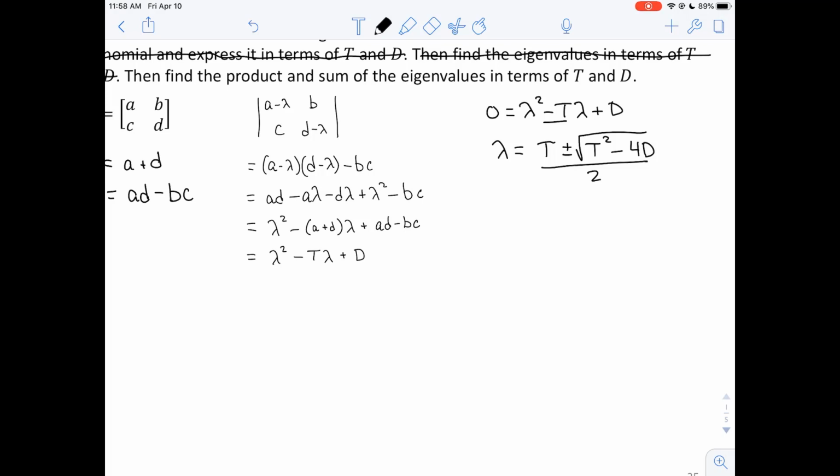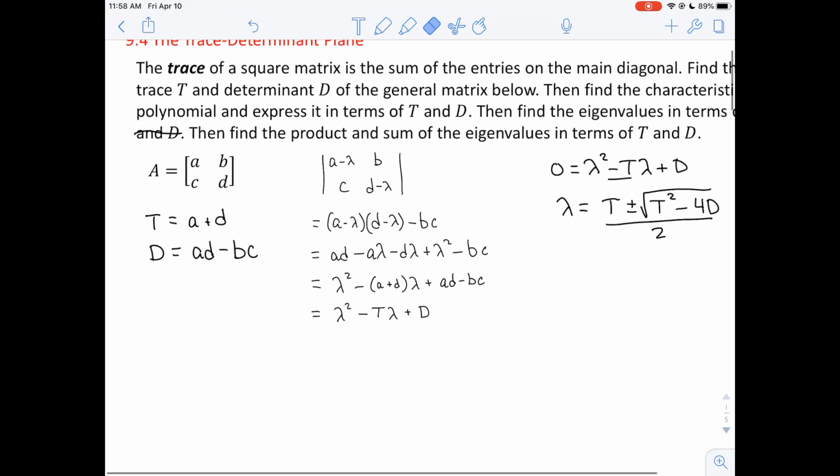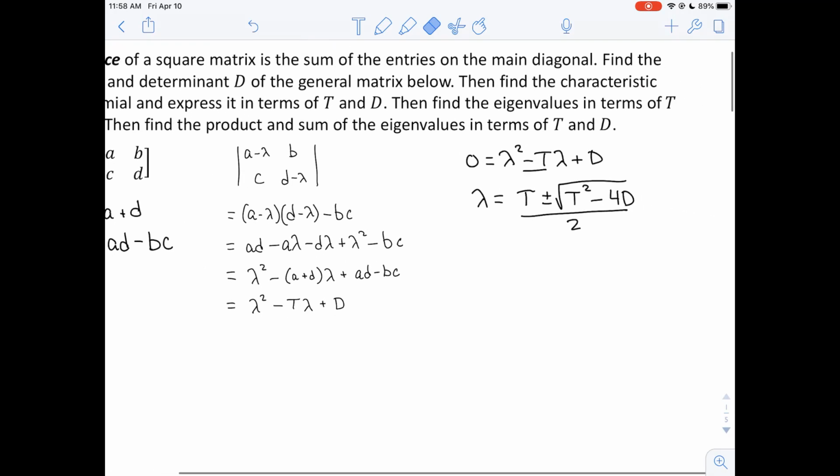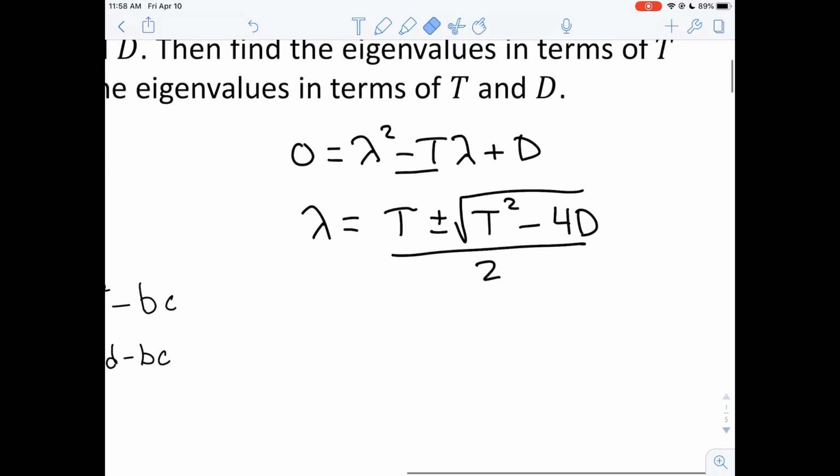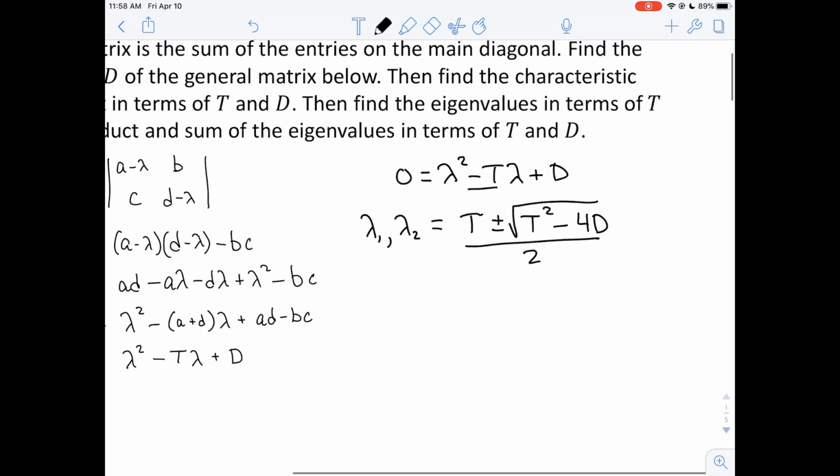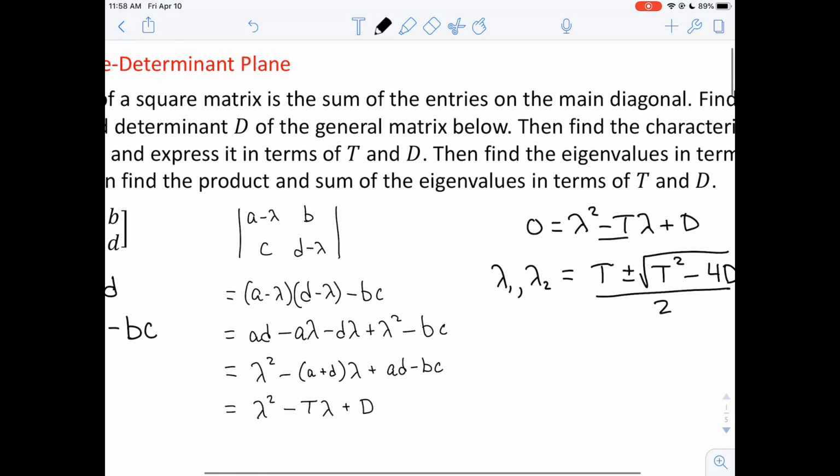Okay, so this is about as far as we can say what the two eigenvalues are going to be. Unless I know what t and d are, I can't really take this much further. So let's make this clear and say that our two eigenvalues are given by this expression. We can calculate and find them. Okay, so we've done that part.